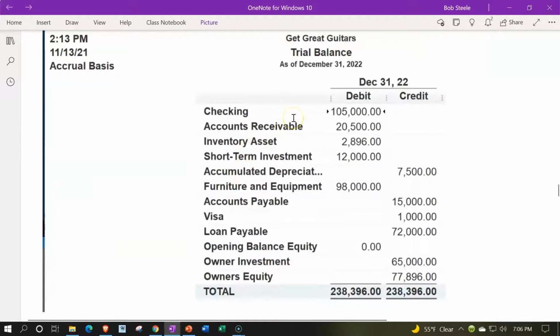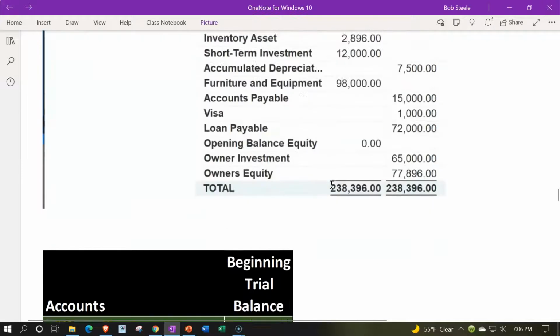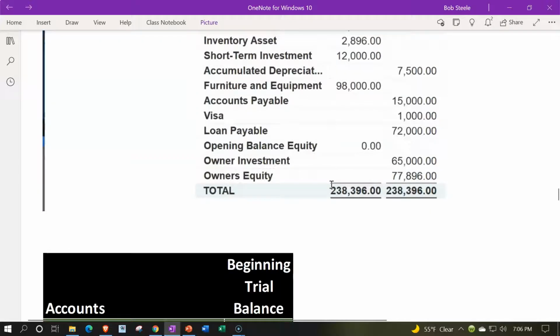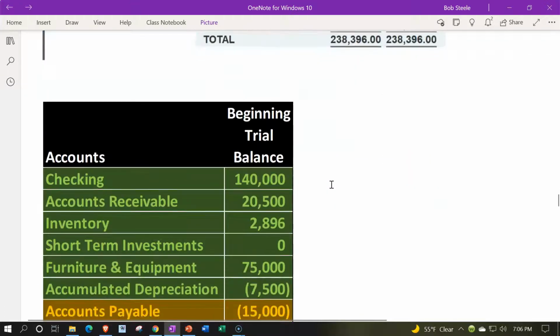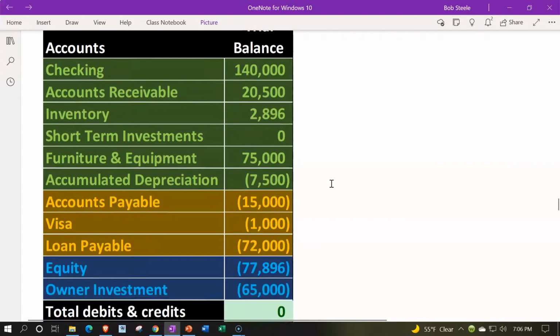The checking account is now down to $105,000. We've got the asset of short-term investment of the $12,000, and our furniture and equipment is now sitting at $98,000. Notice we did not expense those items even though we paid cash for them. We will be expensing them in the form of depreciation, allocating the cost of the purchase over the time period in which they benefit. If we took a look at this from an accounting standpoint, look at the journal entries.